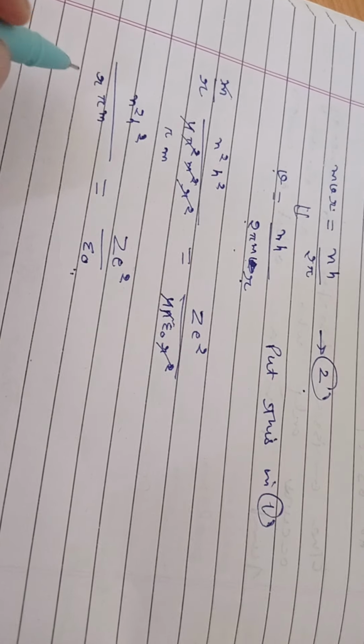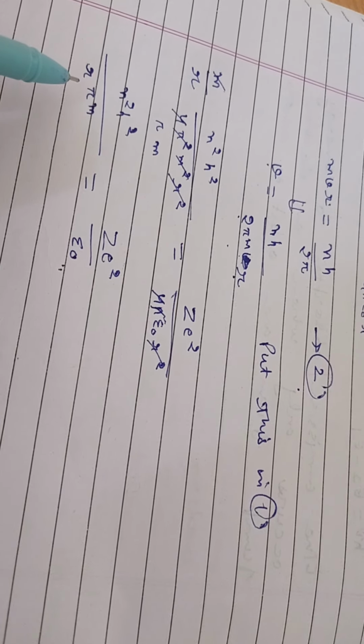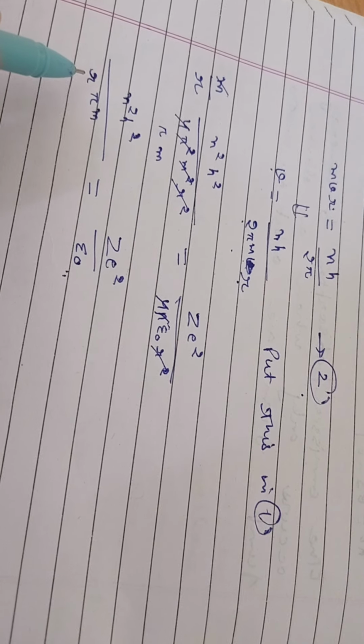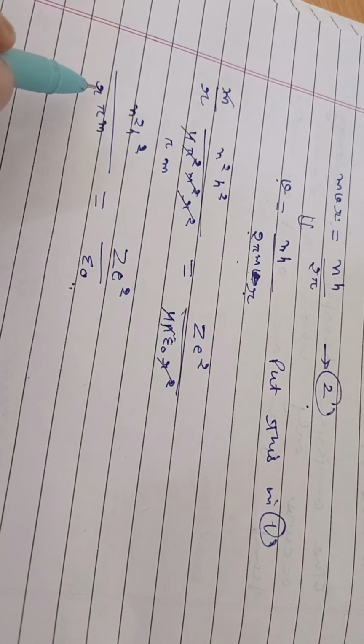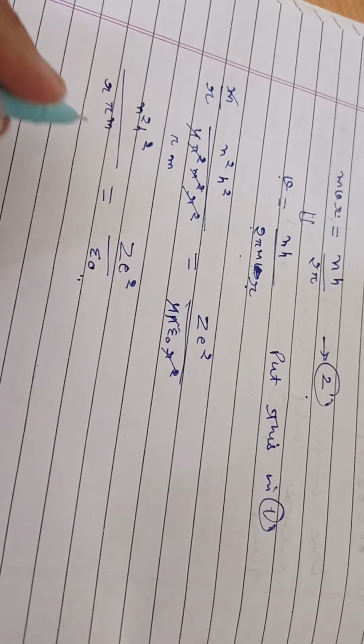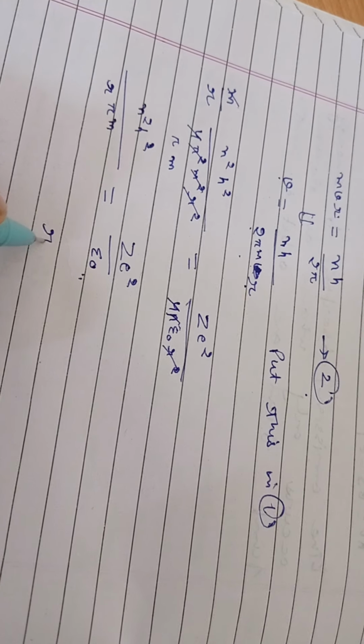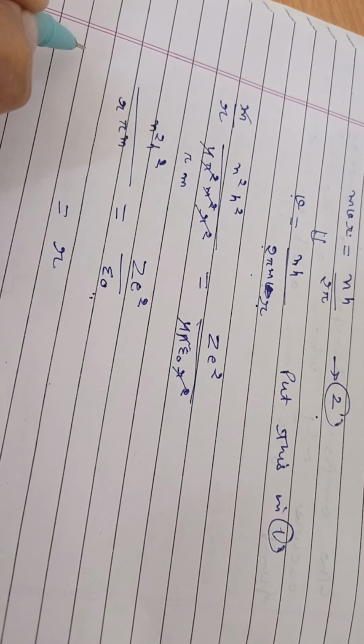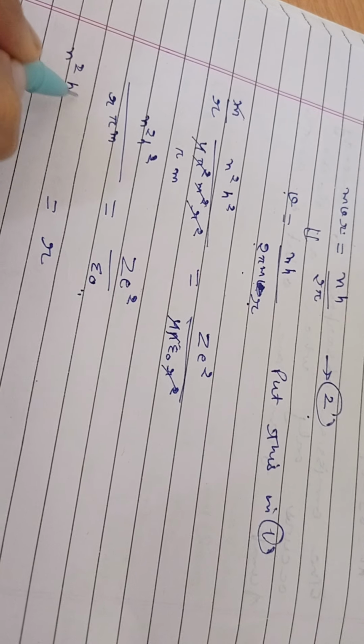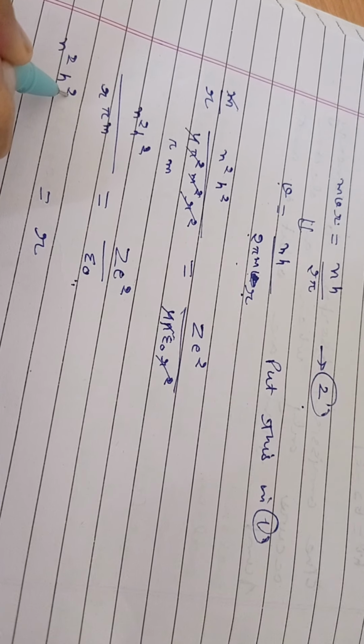Now, since we have to make the expression for r, move r to the right hand side. On the right hand side, here will be r, n square h square.